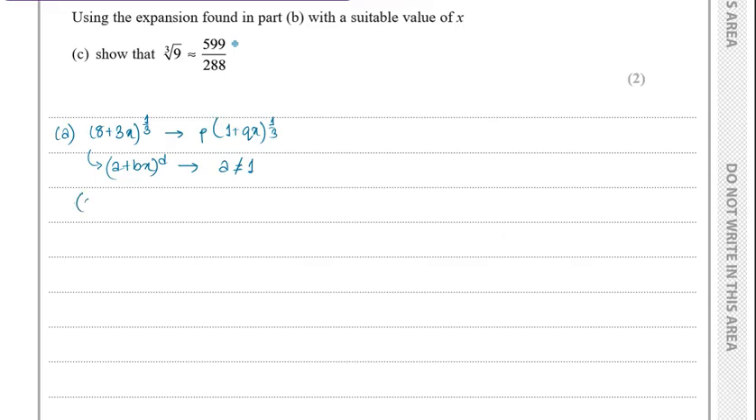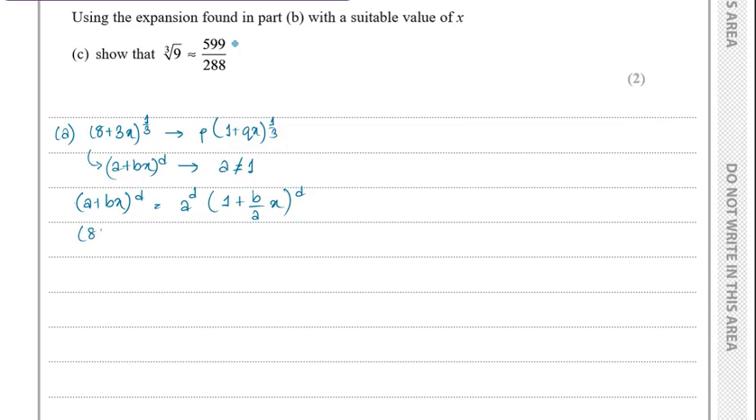So when (a + bx)^d, when a is not equal to 1, at first we take the a out, and as there is a common power over the expression, we write that over a. And then the bracket is 1 plus, and this would turn into b by a, so (b/a)x to the power d.